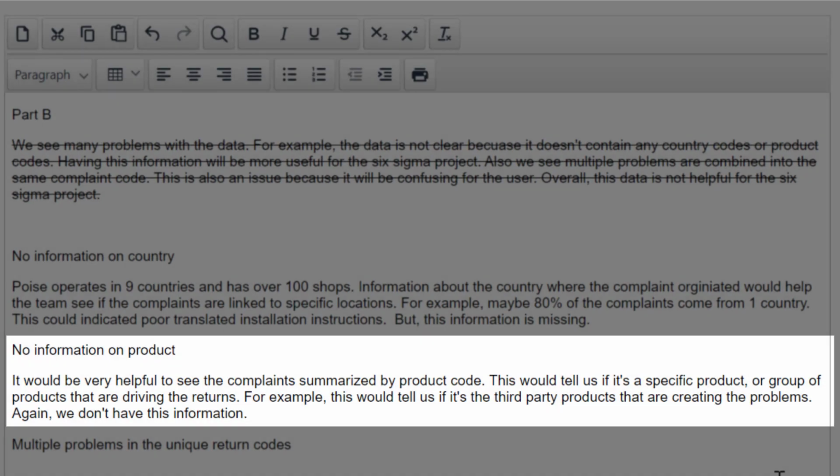It would be very helpful to see the complaints summarized by product code. This would tell us if it's a specific product or a group of products that are driving the returns. For example, this would tell us if it's the third-party products that are creating the problems, the returns. Again, we don't have this information. Guys, another well-developed idea linked to the scenario, expressing judgment, trying to make it relevant to a furniture company. So marks are happening in that second paragraph.